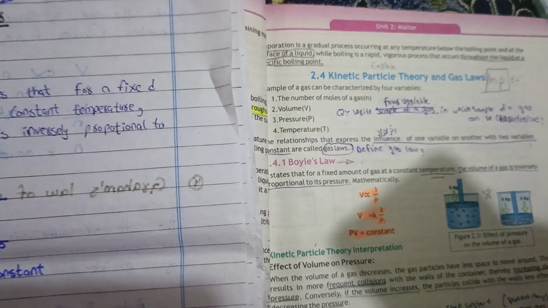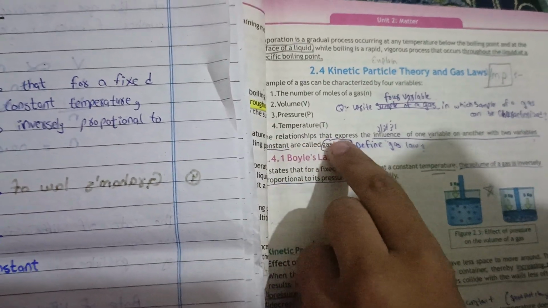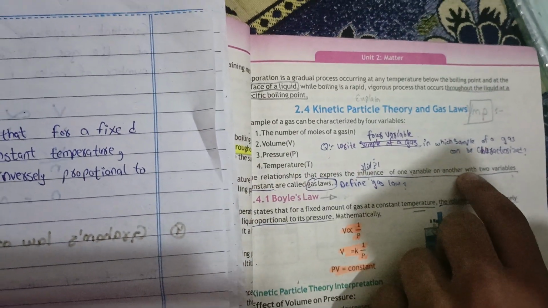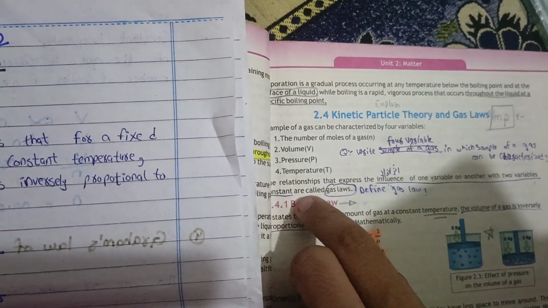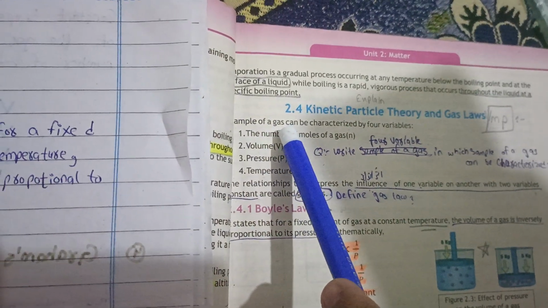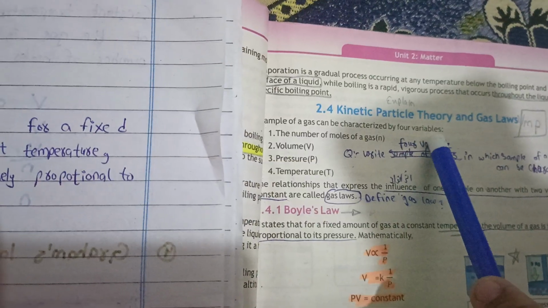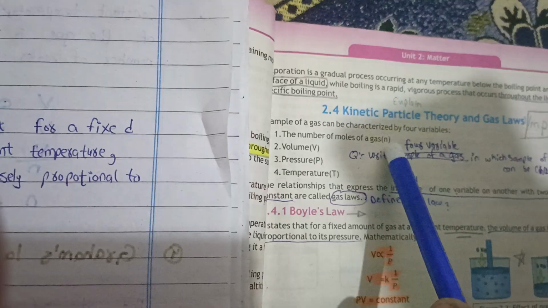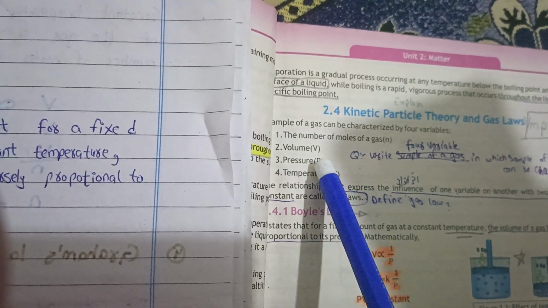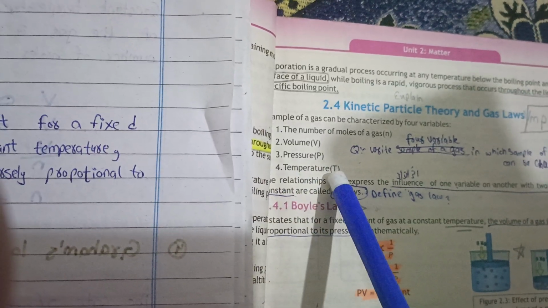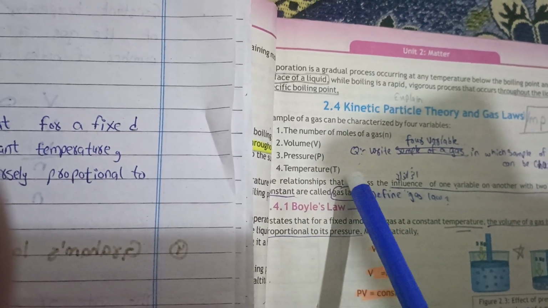First of all, I will tell you what a gas law means, the definition of gas law. The relationship that expresses the influence of one variable on another, with two variables constant, is called a gas law. And the samples of a gas law can be categorized by four variables: the number of moles of a gas denoted by symbol N, volume denoted by symbol V, pressure denoted by symbol P, temperature denoted by symbol T.